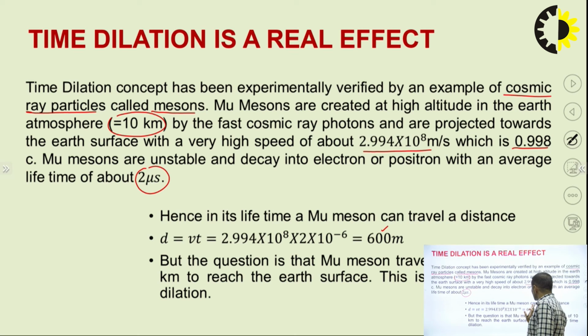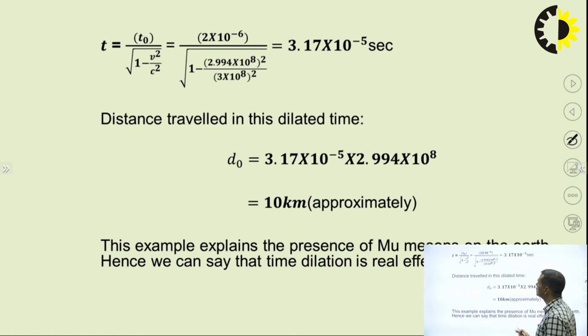This is the distance they can travel, but they are reaching the earth by traveling a distance of 10 kilometers. How can we justify that, how can they reach the earth by traveling a distance of 10 kilometers? It is possible only with the help of the time dilation phenomena that we can justify this.